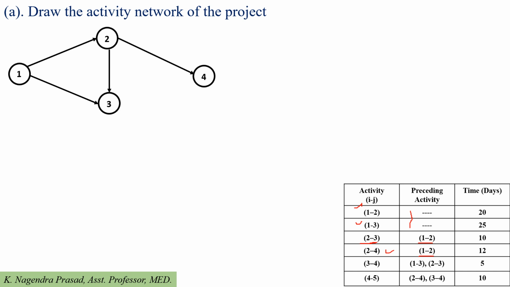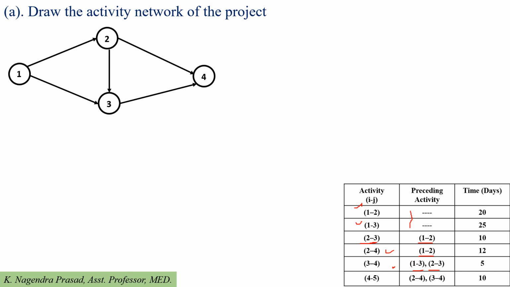Activity 3 to 4: the preceding activities are 1 to 3 and 2 to 3. So after completion of the 1 to 3 and 2 to 3, activity 3 to 4 will start. And moreover, I have to observe here that we already represented the event 4, so we just mark an arrow for the activity 3 to 4 like this. So this is the activity 3 to 4.